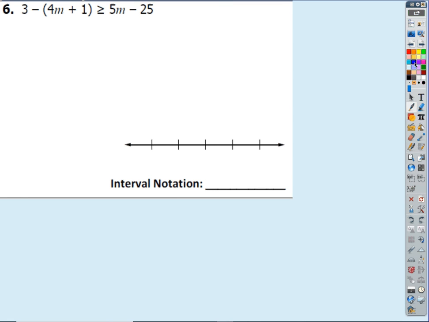What do I do? Okay, what am I distributing? The negative, which is the same thing as distributing -1. Good. Same thing, but we can think of it as just distributing the negative, that's fine. So I get 3 minus 4m minus 1 is greater than or equal to 5m minus 25. 3 minus 1 is just 2.